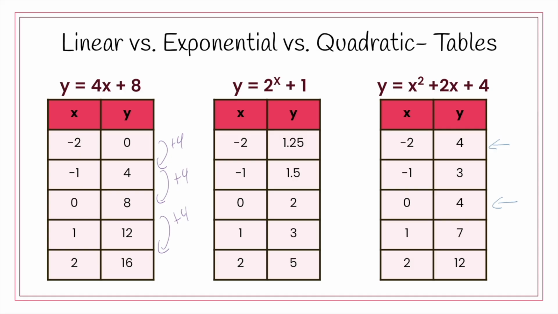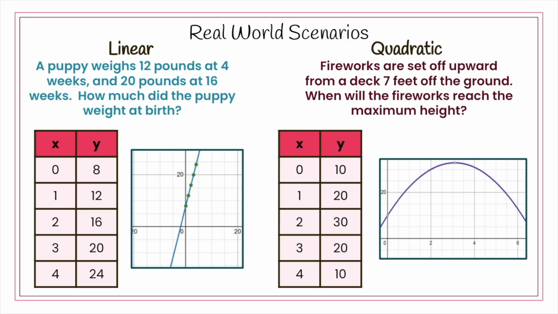Now let's take a look at some real-life examples. Here in the real world scenarios, we're going to be comparing our linear to our quadratic. So our linear: a puppy weighs 12 pounds at 4 weeks and 20 pounds at 16 weeks. How much did the puppy weigh at birth?